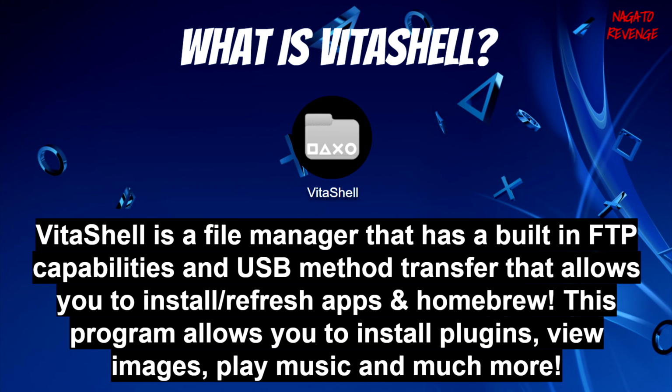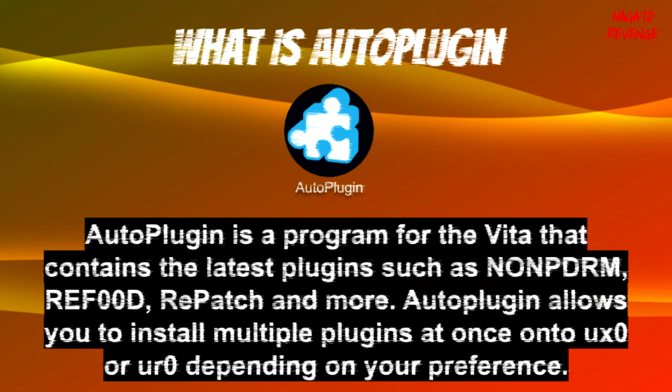Another homebrew we're going to be talking about today, which I say is probably the second best in terms of what everyone needs on their PlayStation Vita, since a lot of homebrew on the PS Vita requires plugins, is AutoPlugin. It is a program for the PlayStation Vita as well as the PS TV that contains the latest plugins such as NoNpDrm, reF00D, rePatch, and much more. AutoPlugin allows you to install multiple plugins at once onto different partitions on your Vita, whether it be your memory card, aka ux0, ur0, and anything of that nature, depending on your preference.